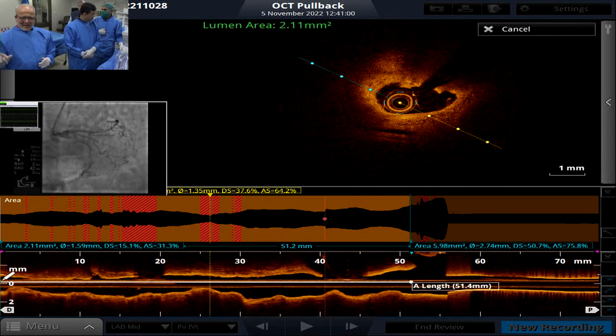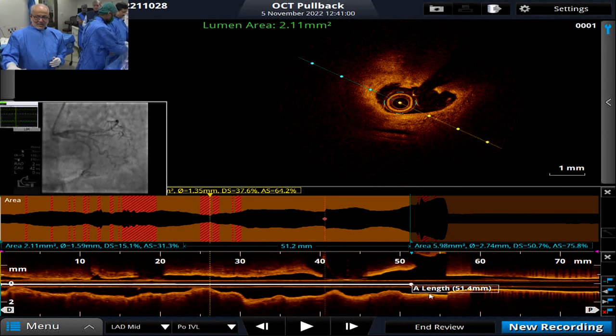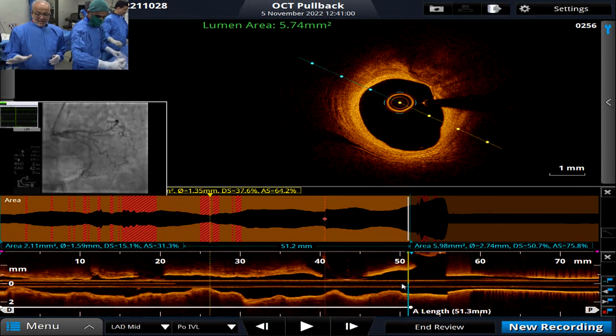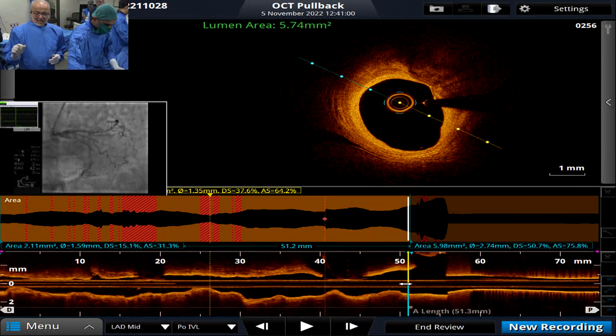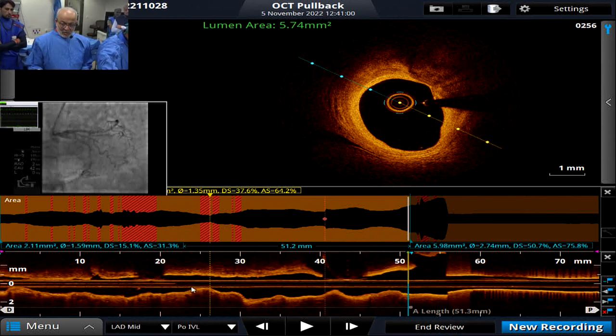But here, if I deploy two stents, I will observe the junction at OCT in that area approximately. You know, where will there be two overlapping areas? Because that is very important.